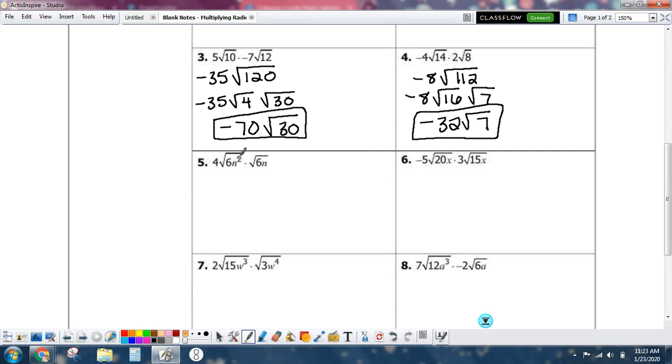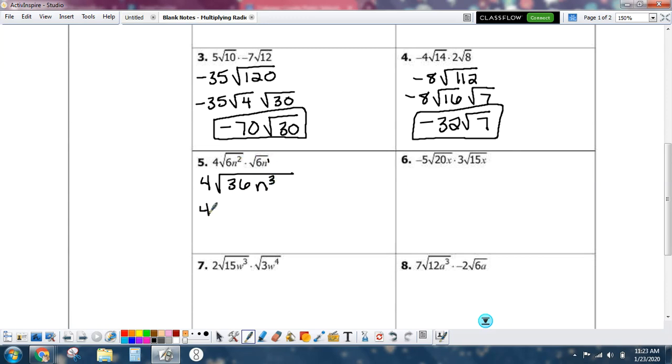All right, so make sure when you're doing number 5 that we recall the rules about multiplying with exponents. Remember, when we multiply our exponents, that means we're actually adding them. So when we go ahead and multiply this, we have 4 times 1, which is 4. And then we're going to multiply our coefficient. 6 times 6 is 36. And then 2 plus 1 is 3.